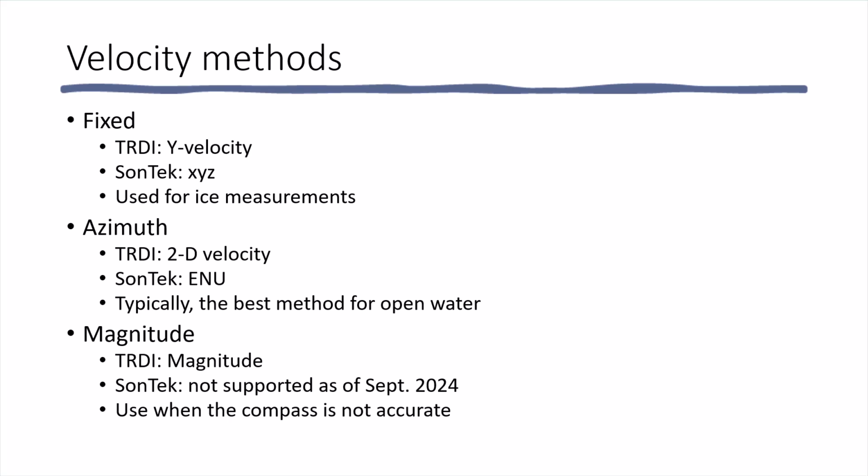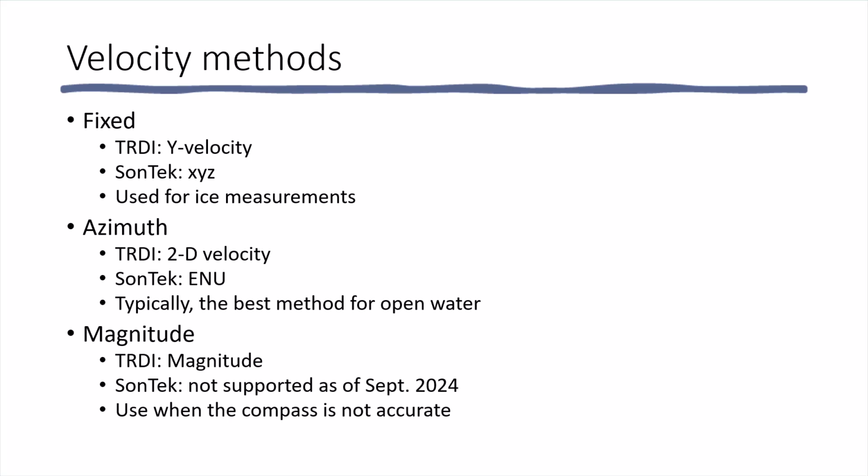The azimuth method, called 2D velocity by TRDI and ENU by SONTEC, requires the user to provide an azimuth from the left bank to the right bank, perpendicular to the direction of flow. The component of the measured velocity perpendicular to the azimuth is computed and used as the velocity for each station. This is the recommended method if the ADCP has a compass and the site conditions allow accurate ADCP compass headings to be measured.